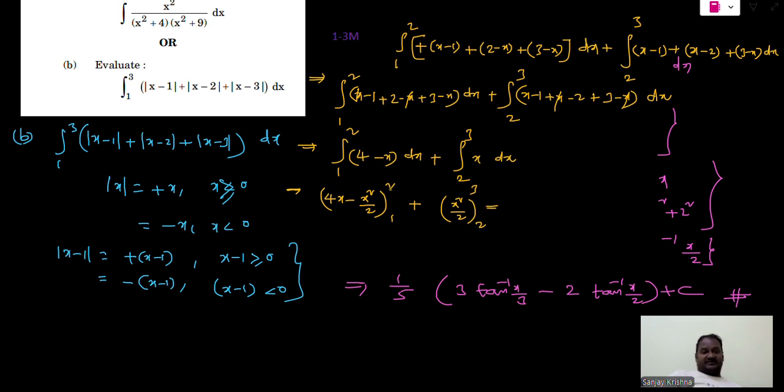So when you apply the limits here, when you apply 2 here, 4 times 2 is equal to 8 minus 2 square equal to 4, 4 by 2 is equal to 2. This is about the upper limit, minus what is the lower limit? You substitute 1. 4 ones are 4 minus 1 by 2. This is about the first part, plus coming to the second part. Here, when you substitute, this is x square by 2 between the limits 3 to 2, right? When you substitute 3, 3 square is equal to 9 divided by 2 minus 2 square is equal to 4, 4 divided by 2 is 2.